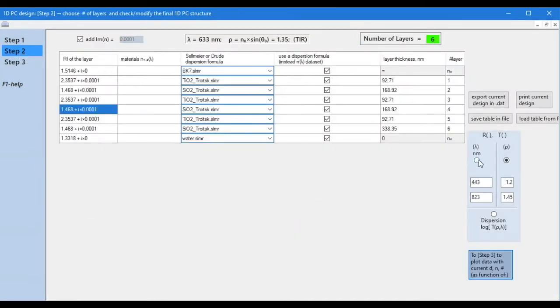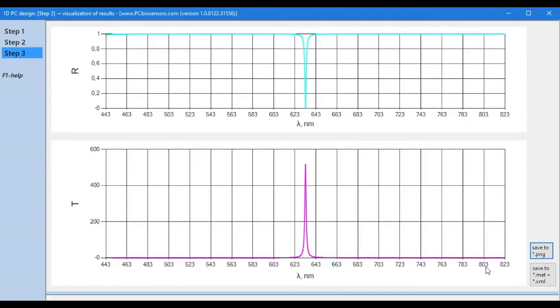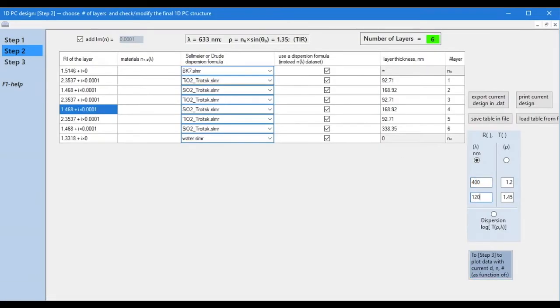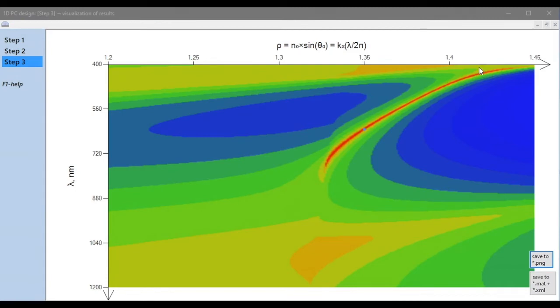We also make sure that this resonance is at the wavelength we expected. One can see that the resonance wavelength is about 633 nanometers. We can also look at the dispersion of this structure. It is like this. This is the band gap, and this is the surface mode, which is really present at a wavelength of 633 nanometers and at ρ equals 1.35.